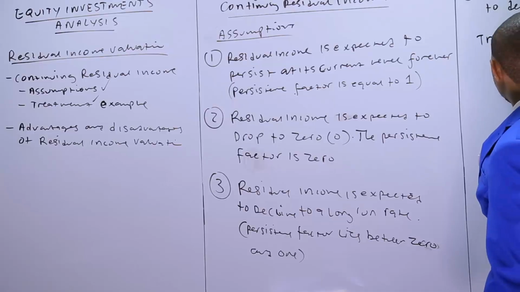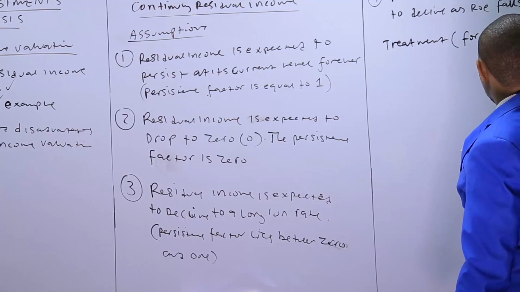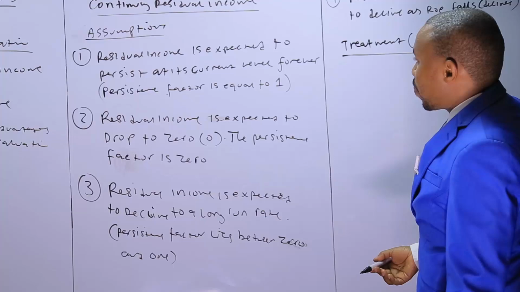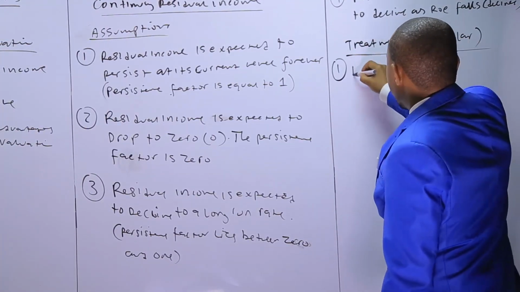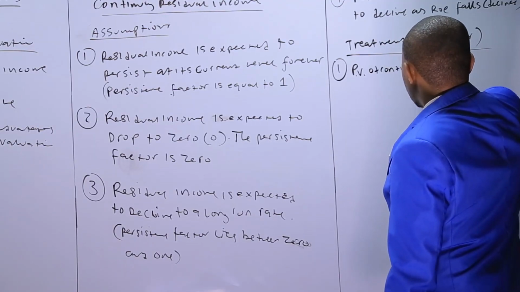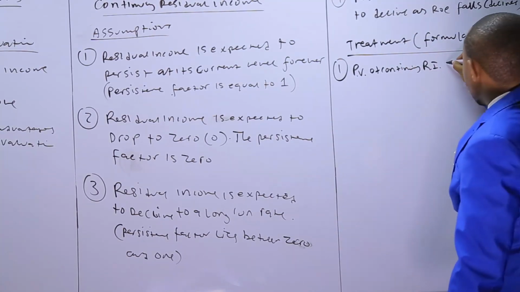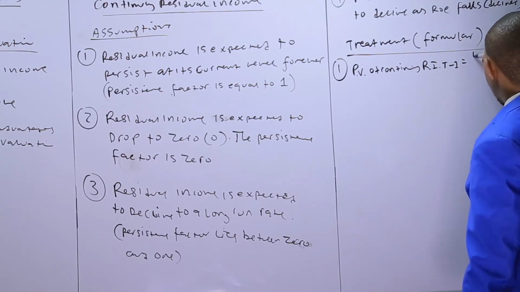Treatment formula. In the first case, we are saying the residual income is expected to persist at its current level forever. So in case number one, the present value of continuing residual income, which I'll denote using RI, at time t minus 1, is given as RI, residual income at time t, divided by r.